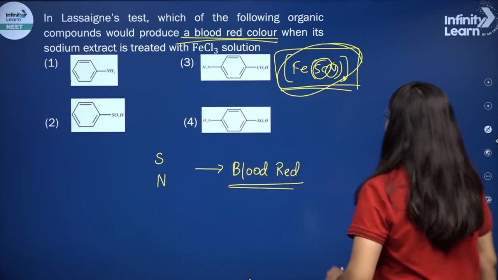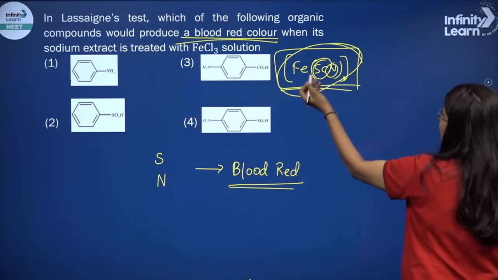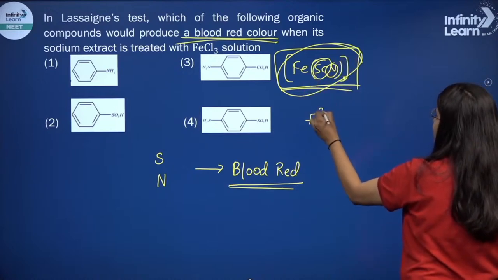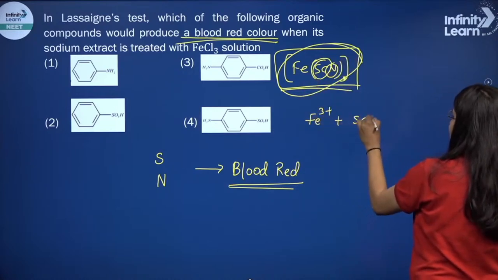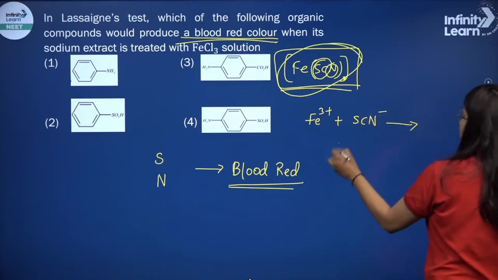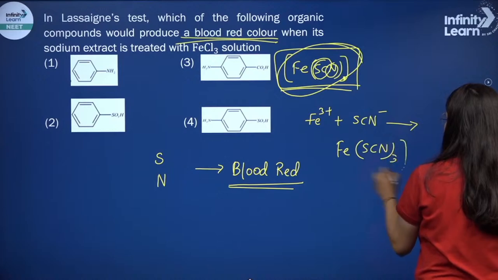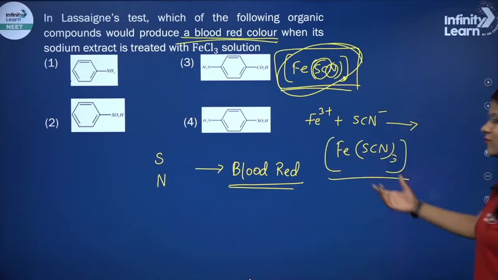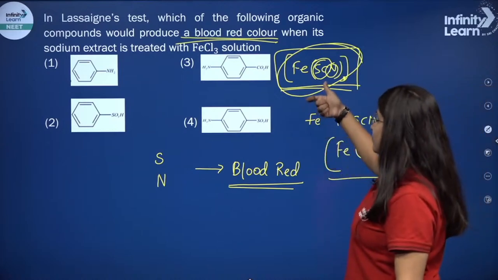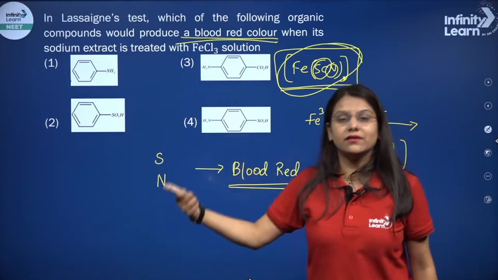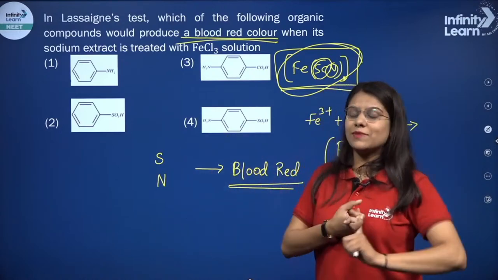Okay, so actually this is Fe(CN). There has to be Fe3+. It combines with SCN-, so it will be Fe(SCN) whole cubed. Somewhat this is the formula of the complex. So this has blood red color. Okay, this complex has blood red color.